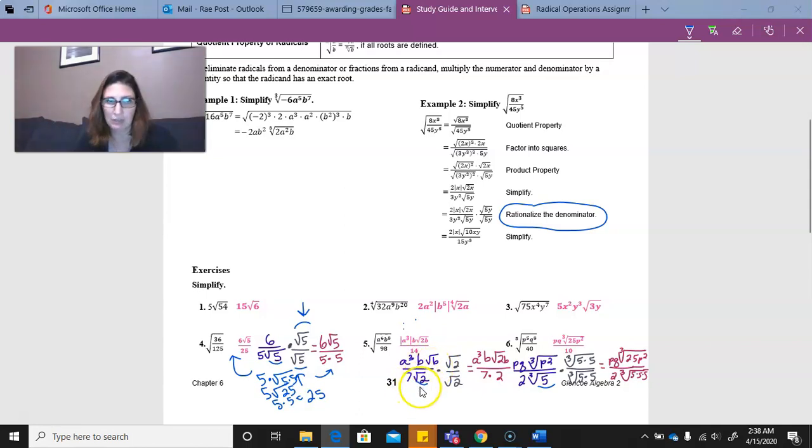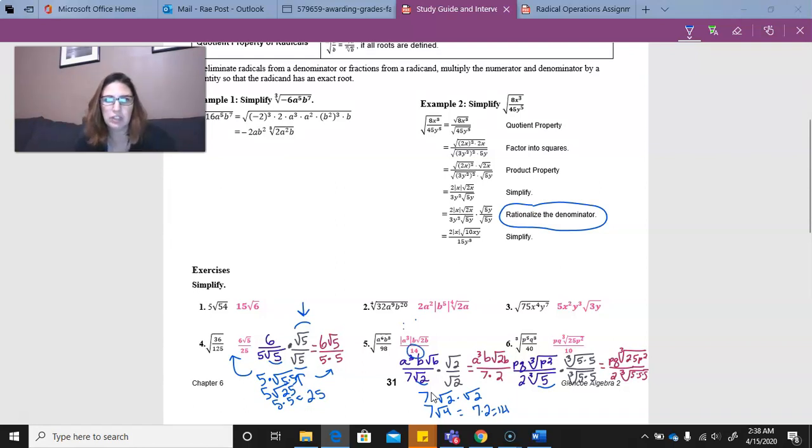You cannot have a radical in the denominator, so the best way to get rid of it is to multiply it by another radical. So hopefully you saw that if I have 7 times the square root of 2 times another square root of 2, that's going to give me 7 times the square root of 4. And I know the square root of 4 is 2. So 7 times 2 is 14, and that's why your denominator is 14.